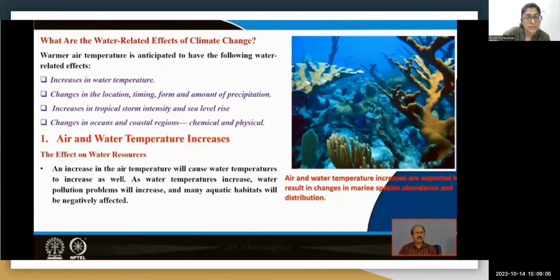Now, when the temperature of the earth increases, the temperature of the air around the earth's surface increases. This will also result in an increase in the temperature of water. The water bodies' temperature will increase. This also results in changes in rainfall: the change in location, intensity, and duration of the rainfall, and also in the amount of rainfall. Not only that, processes like high storm intensity, sea level rise, and changes in the chemical and physical properties of oceans and coastal regions also happen as a result of global warming as a climate change.